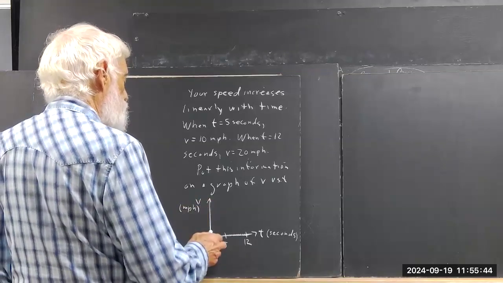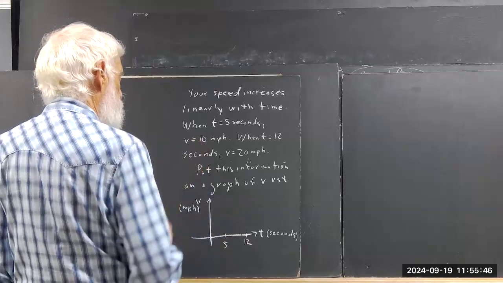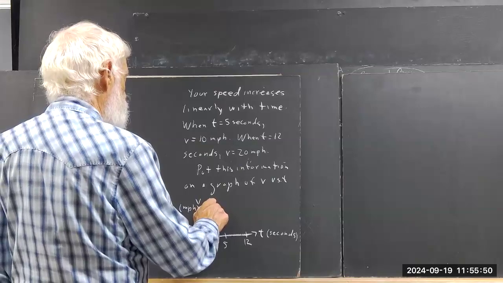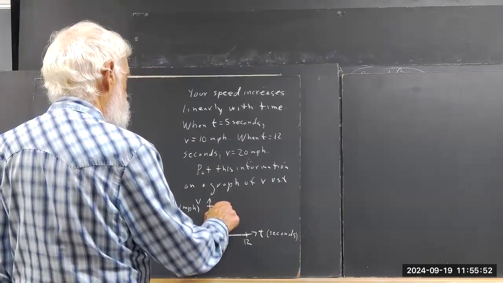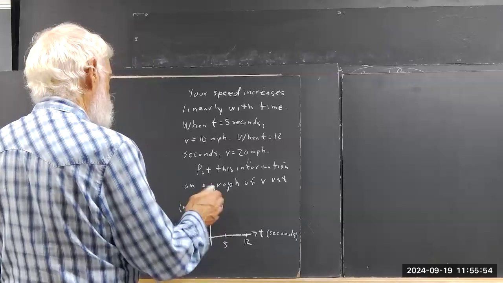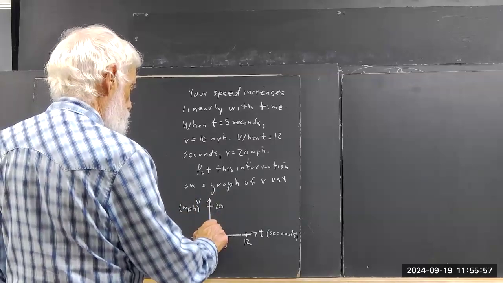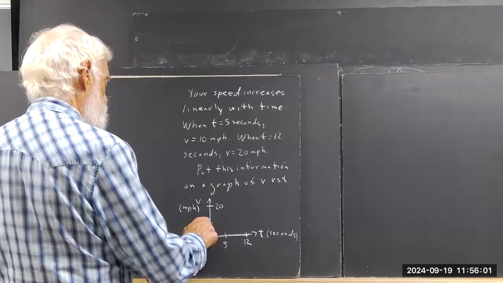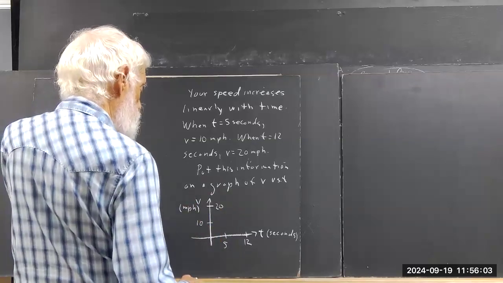Okay. So now when t is 5 seconds, v is 10 miles an hour. And then we have v up to 20 miles an hour. So I guess we better put maybe 20 right here. Not to label it to the left. Label the 10 to the left. Being a little inconsistent. Okay.